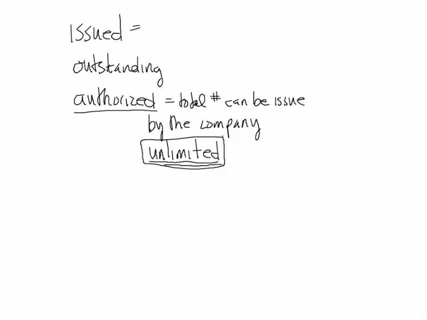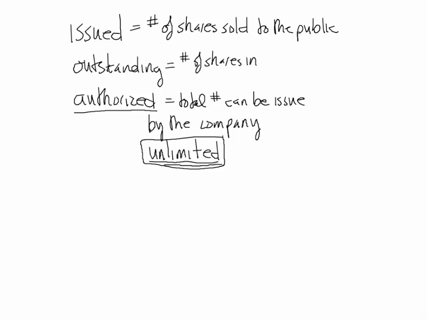Now, issued is the number of shares sold to the public. So if I issue 10,000 shares, those are sold to the public. Outstanding is the number of shares in the hands of the public. And when I say public, it could be a pension plan or a mutual fund, but it's in the hands of the shareholders. Generally, issued and outstanding is the same, but it doesn't always have to be.